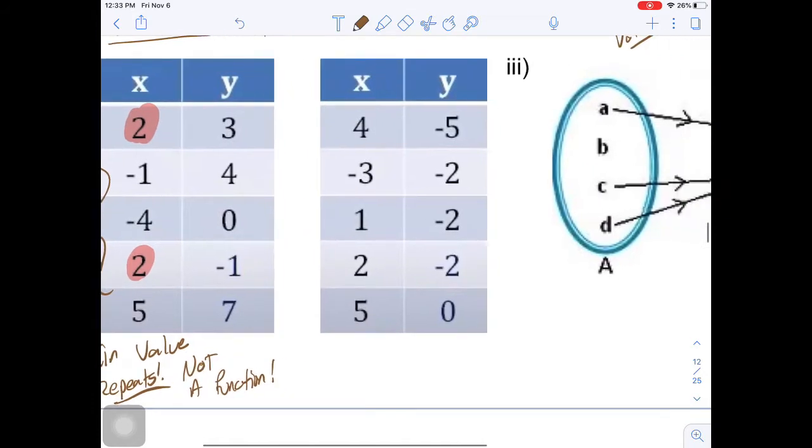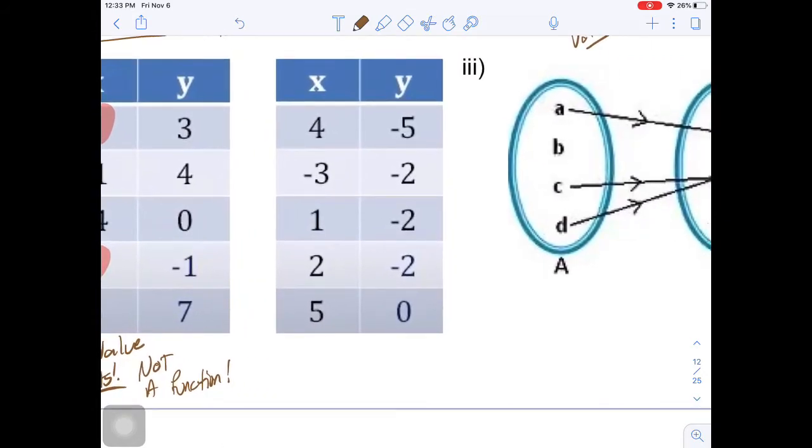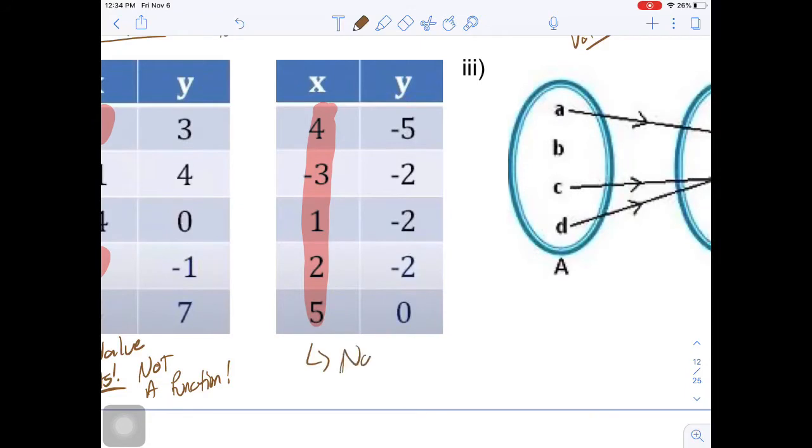Okay, let's look over here. Again, do we care what's going on in the range? No, we don't. We always just check out the domain values. Here we can see that nothing repeats: 4, -3, 1, 2, 5. No repeats in the domain. So what does that mean? This is a function.